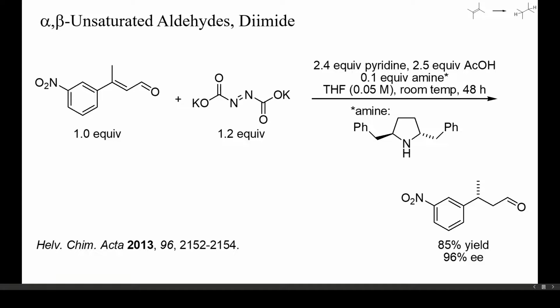This is a rare example of enantioselective hydrogenation of an enal with diimide. With the aid of 10% of an enantiomerically pure pyrrolidine and only 1.2 equivalents of potassium azo-dicarboxylate as diimide source, an excellent yield of saturated aldehyde was obtained, without any reduction of the nitro group.